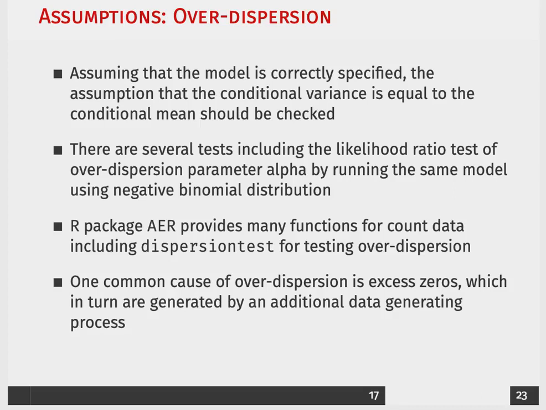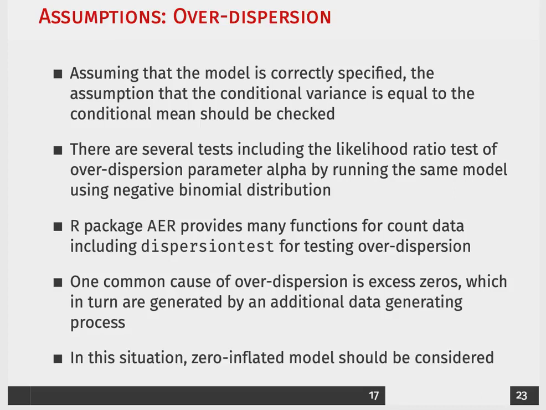And one common cause of over-dispersion is going to be an excess of zeros, which in turn is probably generated by some other data generating process. And we'll come back to this in a second, because then there's a different type of model called a zero-inflated Poisson model that we can run. And there's actually a couple of different flavors of that, but a zero-inflated model is probably something that we'd want to consider.